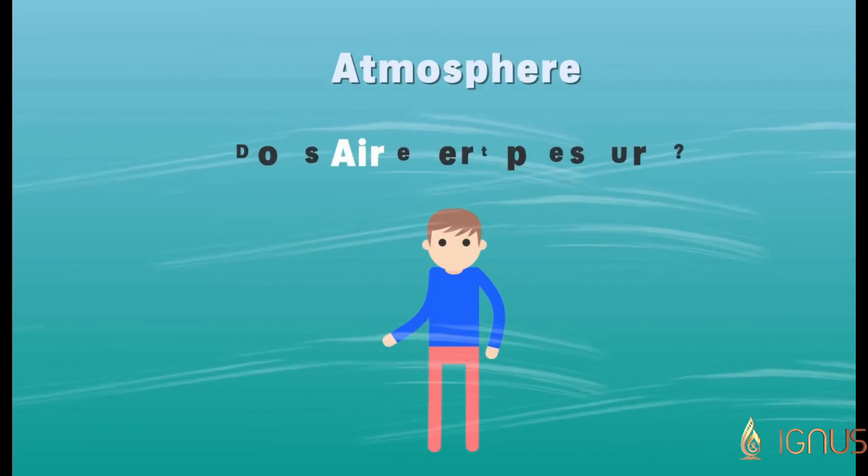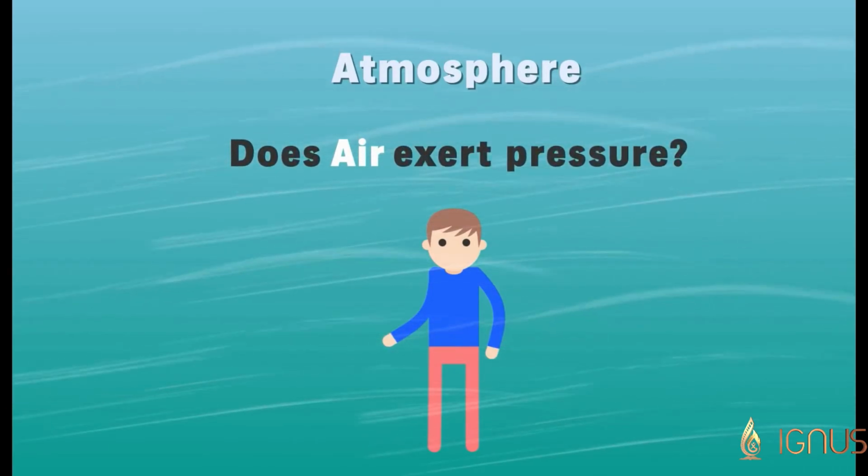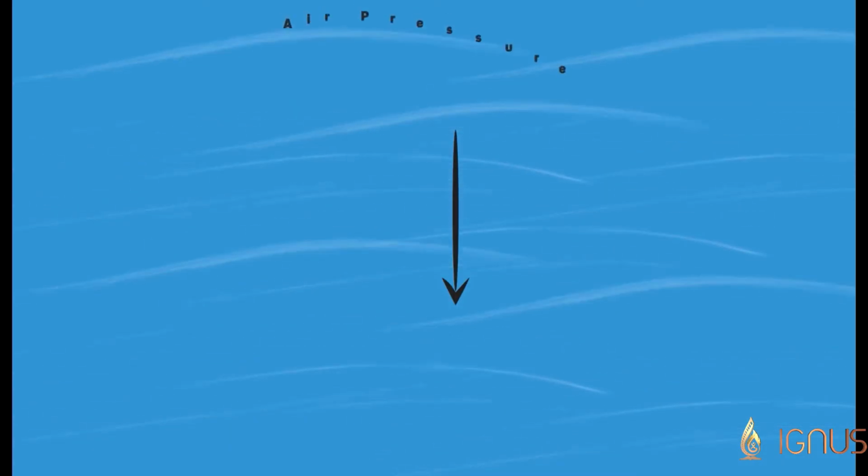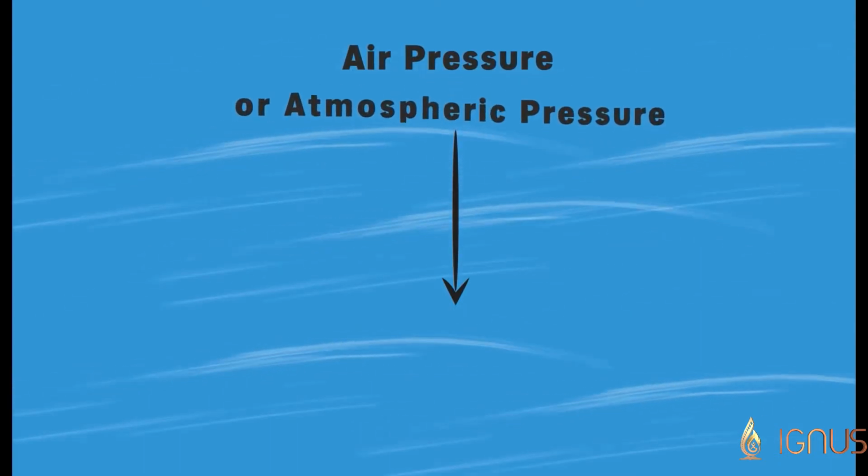Does air also exert pressure on objects on the Earth? In our previous video, we studied that liquids exert pressure in all directions. Just like water, air is also being pulled on by the Earth's gravitational force. This force applies pressure on the air in the downward direction. The pressure exerted by air is called air pressure or atmospheric pressure.